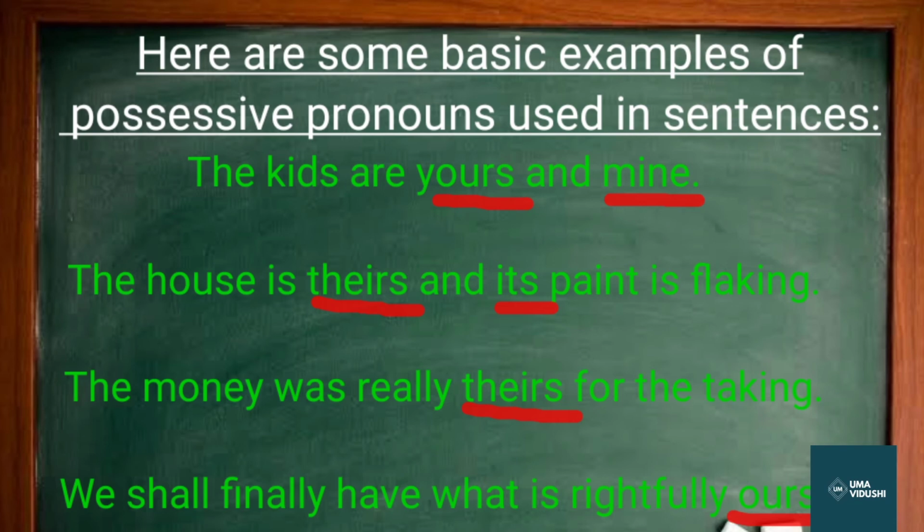The money was really there for the taking. Here the possessive pronoun there shows possessiveness with the money. We shall finally have what is rightfully ours. So here the possessive pronoun ours shows a relationship with we.